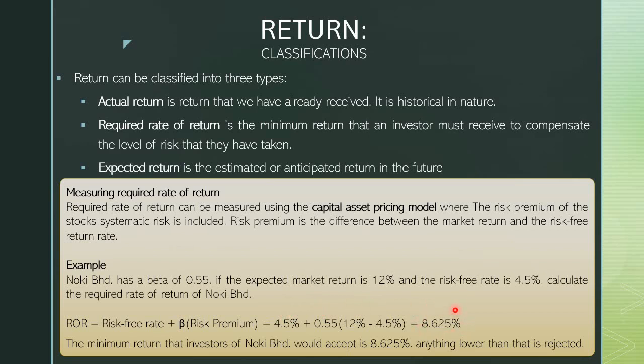So the required rate of return is 8.625%. What it means is that the minimum return an investor of Noki Berhad would accept is 8.625%, and if Noki Berhad offers them a return lower than 8.625%, then it is not comparable to the risk that they have taken. Therefore, investors would reject investing in Noki Berhad's stocks.